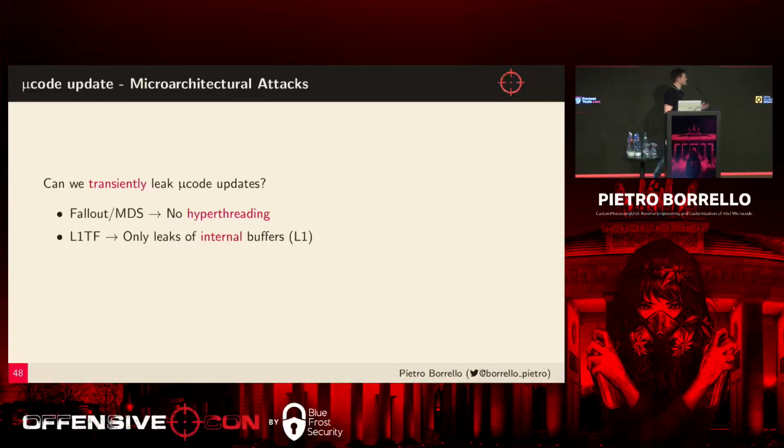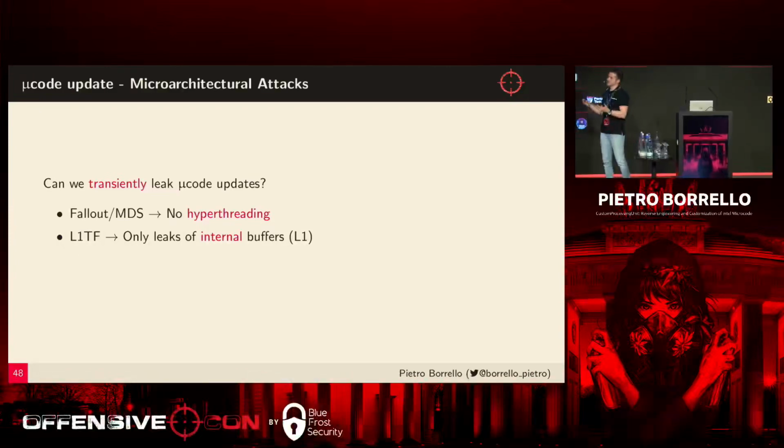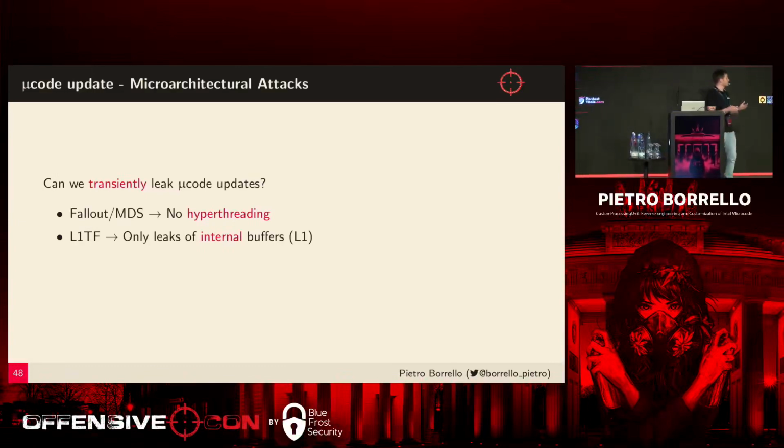We can try an attack like Foreshadow L1TF that leaks the content of the L1 cache. If the microcode update were using the L1 cache, then we would be able to leak that content. However, it doesn't seem, at least from our experiments, that the microcode update is using that buffer. So the memory that we leak with that kind of attack is just unrelated to the microcode update.